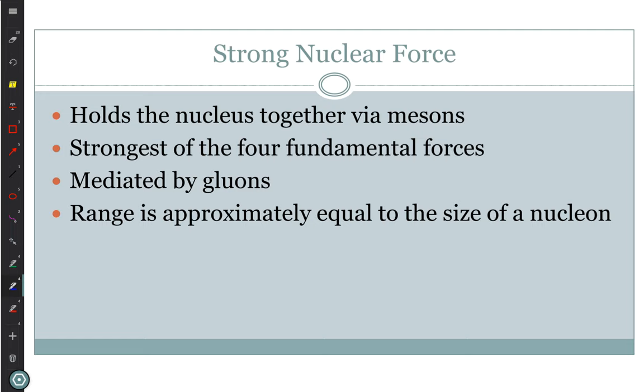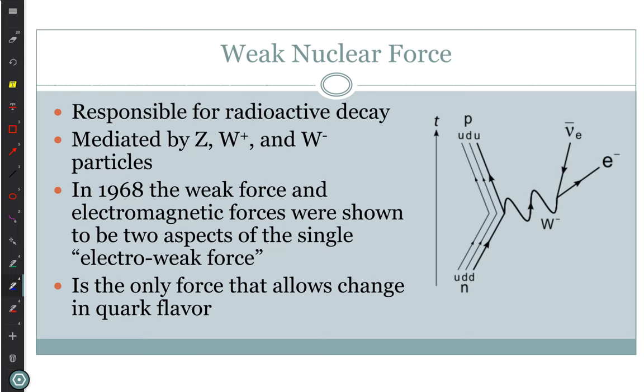I said that chart was in terms of strength, but it's not, because it should have had gravity at the bottom. It goes from strongest to weakest this way: electromagnetic is next strongest, then the weak, and finally gravitational. The strong nuclear force is the strongest, hence the term strong, and its range is only about that of a nucleon.